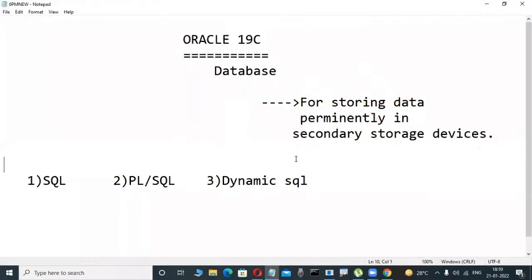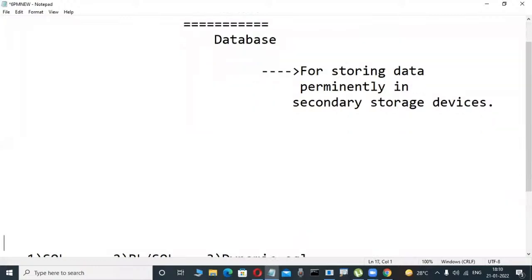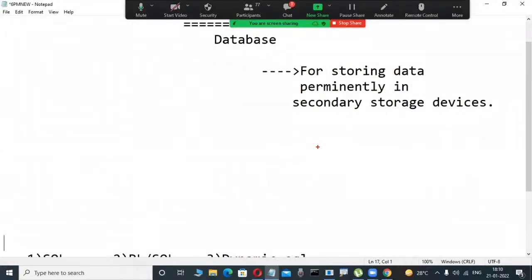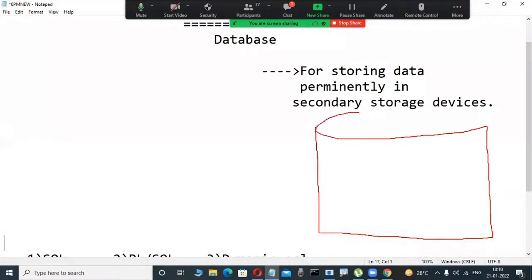But these types of databases are relational databases. These database softwares have been available from 1970 onwards. These relational databases do not store a random collection of data. They only store a structured collection of data. Yesterday I told you, suppose this is an Oracle database. Databases means some place.